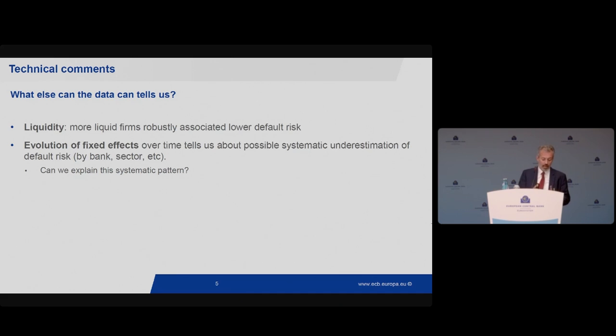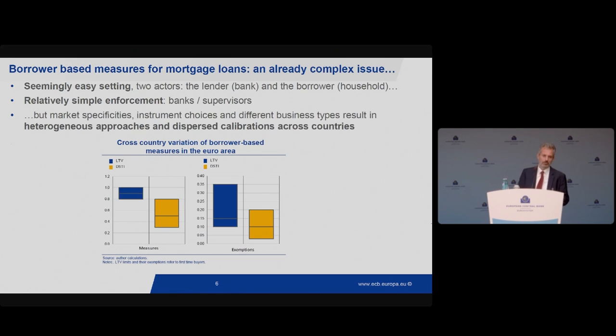And finally, I think there is a lot in the fixed effects of these models. For example, the bank fixed effects tell you whether a specific bank systematically underestimates the risk of default. And then, of course, you can link it to bank-specific features. I think this is quite interesting, and I didn't see it explored in other papers. And then, of course, you can even interact with time to see how these biases evolve over the cycle. So a few ideas. Now, let me come to my comments in general on the borrower-based measures.